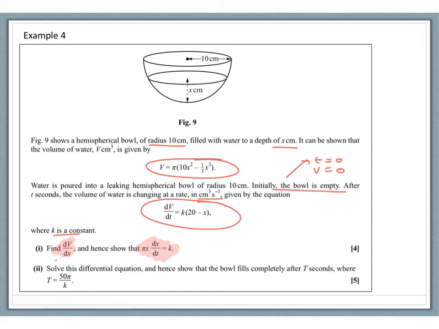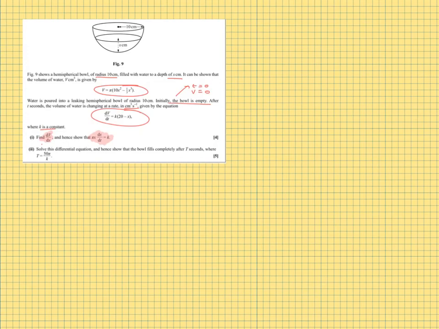So there's quite a lot to do in this question. So, part 1. To find dv by dx, we can simply differentiate the result that's up here. So that's pi, brackets, 20x minus x squared. Very simple derivative. Now, hence show this result here. So have a look at all of the different derivatives that seem to be involved in this question. We have dv by dt, dx by dt, and dv by dx. So this really means that we need to be thinking about the chain rule.